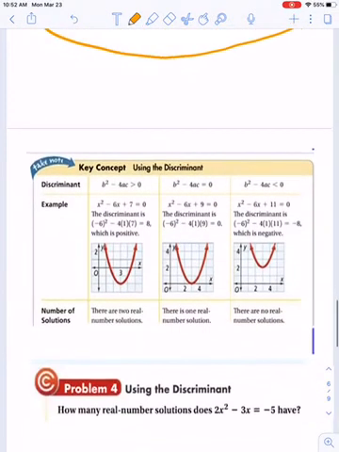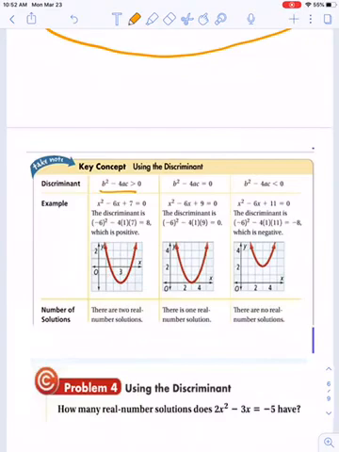Again, if our discriminant is positive, that means there are two real solutions. If it is 0, that means we just have one solution, meaning just one x-intercept. If the discriminant is less than 0, or negative, that means we have no real solutions, meaning it does not cross the x-axis.